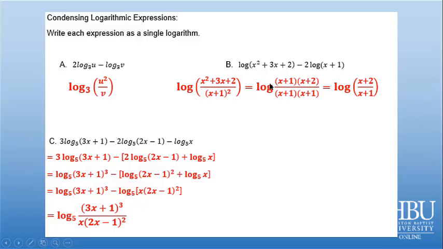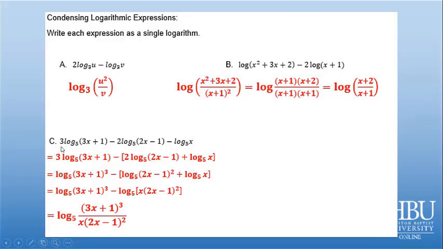X squared plus 3x plus 2 is x plus 1 times x plus 2. X plus 1 squared is x plus 1 times x plus 1. The x plus 1 in the numerator cancels with x plus 1 in the denominator, and I'm left with just the log of x plus 2 over x plus 1.